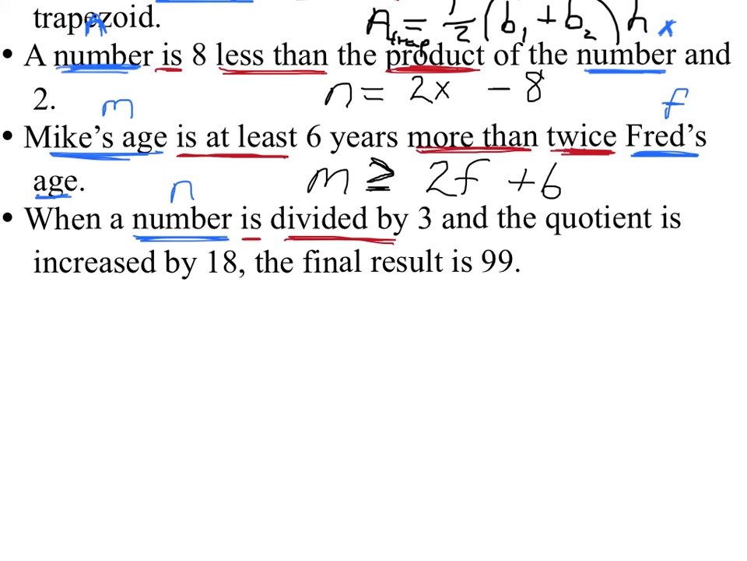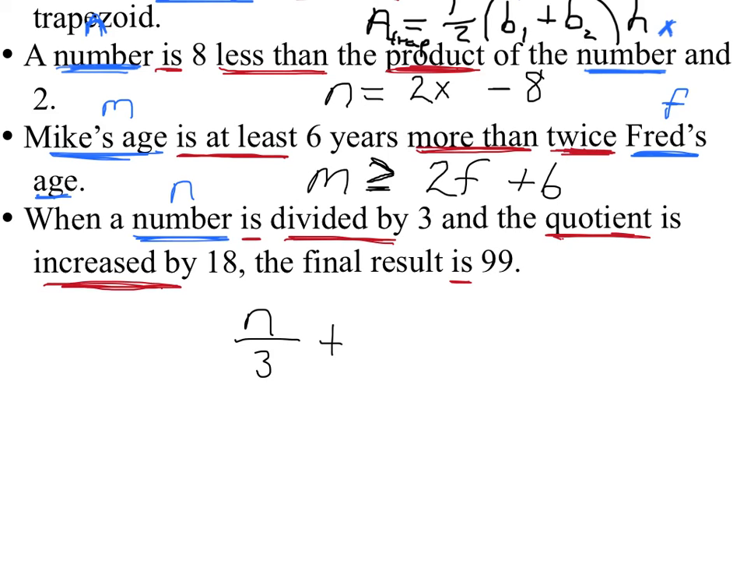When a number is divided by 3 and the quotient is increased by 18, the final result is, there's the equals, 99. Okay. The wording on this one's a little bit funny, but I think we can figure it out if we just kind of get started writing. It says the number is divided by 3, and the quotient, that's what we have right there, is increased by 18.